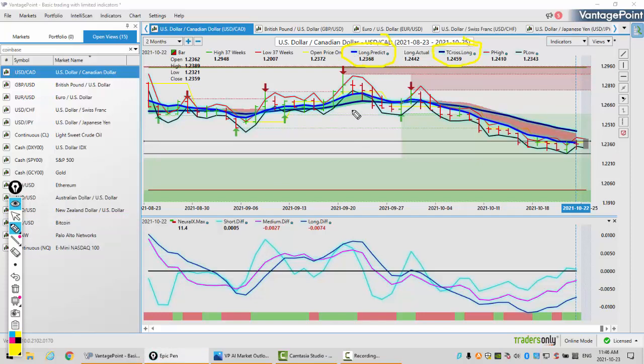Our long predicted is color coded by that blue line, and our T-cross long is color coded by the dark blue line, making it very simple. We're saying, okay, if it's below this, it's a sell, and if it's above it, it's a buy. For a trend reversal, we need to get up into this area up here. So that's what we would be watching for potentially going into next week's trading.